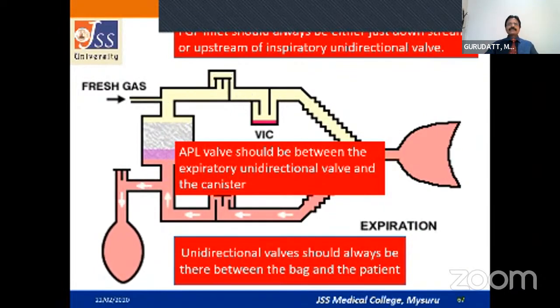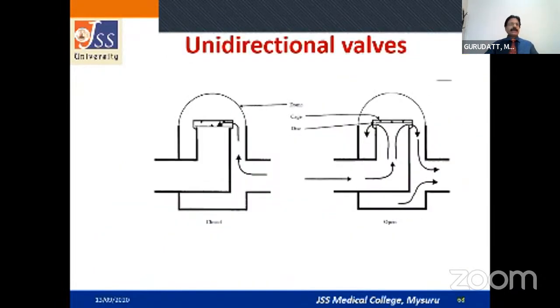Then coming to the unidirectional valves, how they function. Usually these unidirectional valves have two chambers, the inner chamber and the outer chamber. Also there is a very lightweight disc. This disc is, the majority of the time, made of mica, which is very, very light, so that the smallest amount of pressure can lift it.